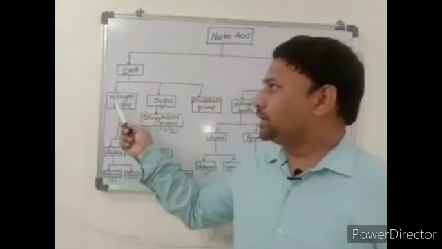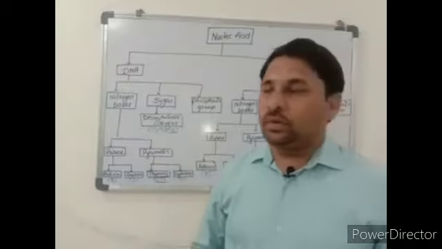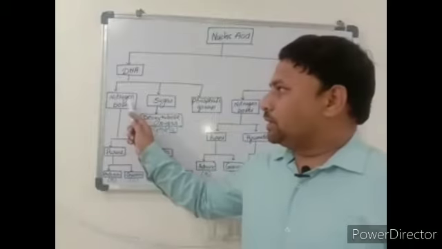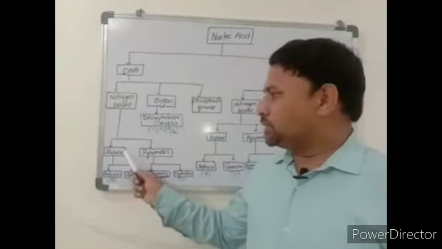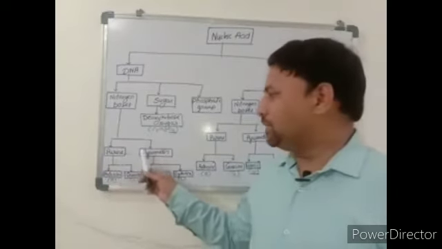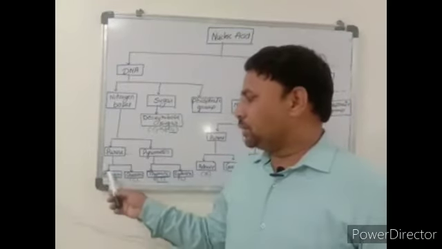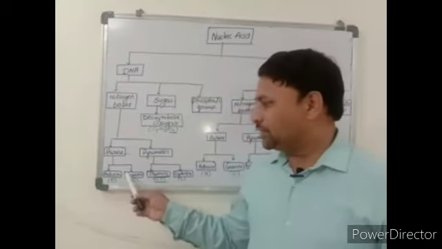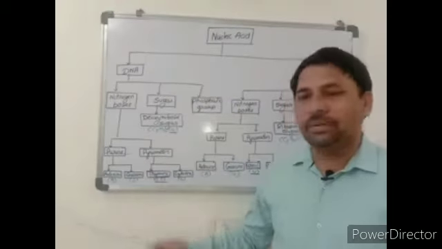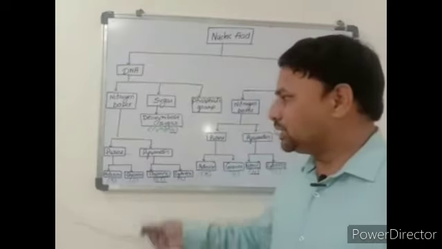DNA is made up of three components: nitrogen bases, a sugar molecule, and a phosphate group. Nitrogen bases contain nitrogen and are of two types: purine and pyrimidine. Purines have a double ring structure and pyrimidines have a single ring structure. There are two purines: adenine, represented by A, and guanine, represented by G. These are the double ring purines.